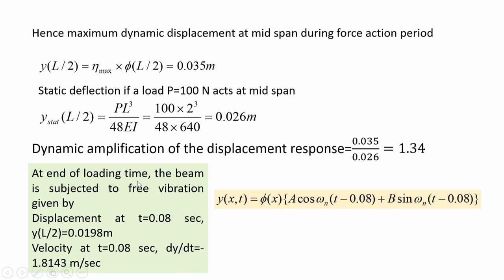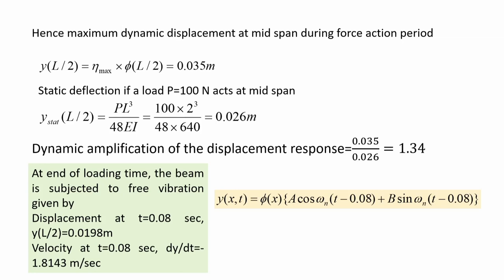At the end of the loading time, the beam is subjected to free vibration, and the free vibration is obtained as phi x into a cos omega n t minus 0.08 plus b sin omega n t minus 0.08, whereas the initial displacement and velocity have to be assumed at the end of the force, that is at the end of the pulse of short duration 0.08.